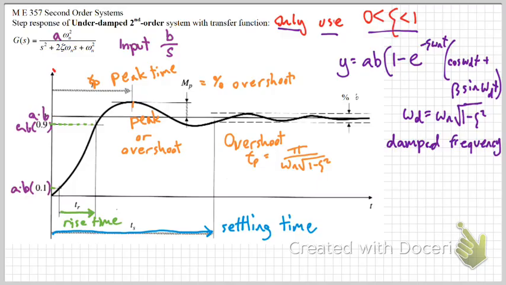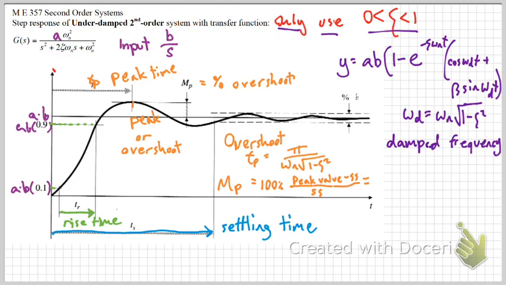So the peak time, the time where overshoot has its maximum value, roughly occurs at pi over omega n times the square root of 1 minus zeta squared. Our percent overshoot, MP, will be equal to, if we want to find it from a graph, 100% times our peak value minus steady state over our steady state value.